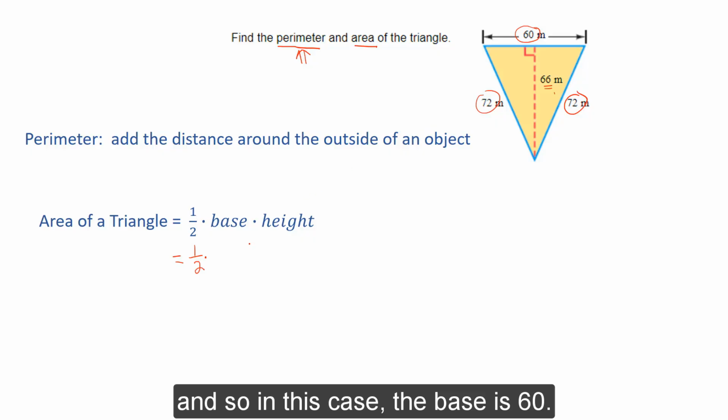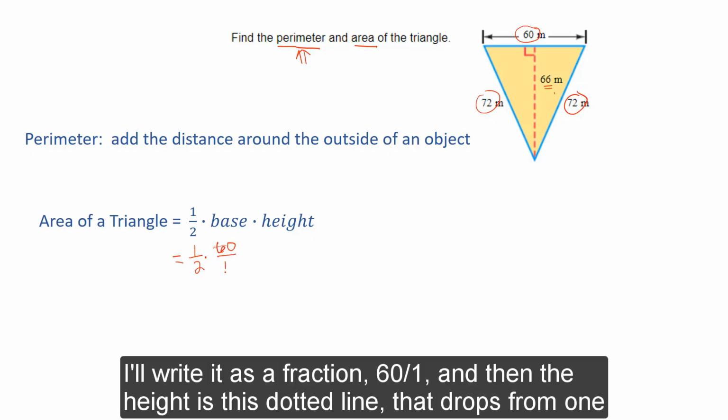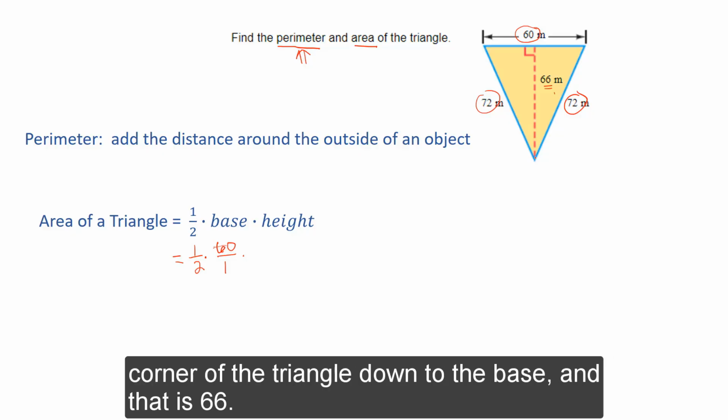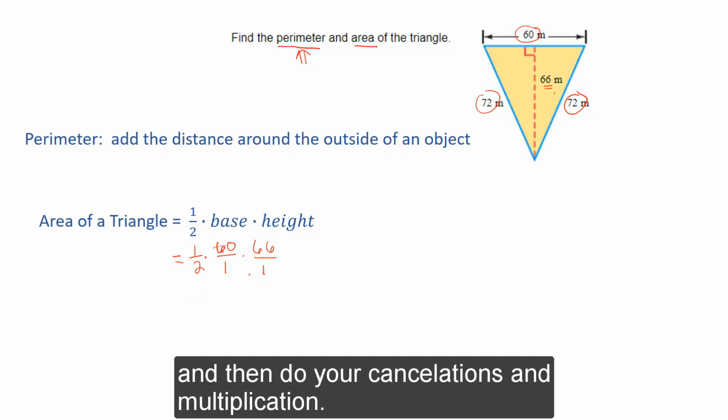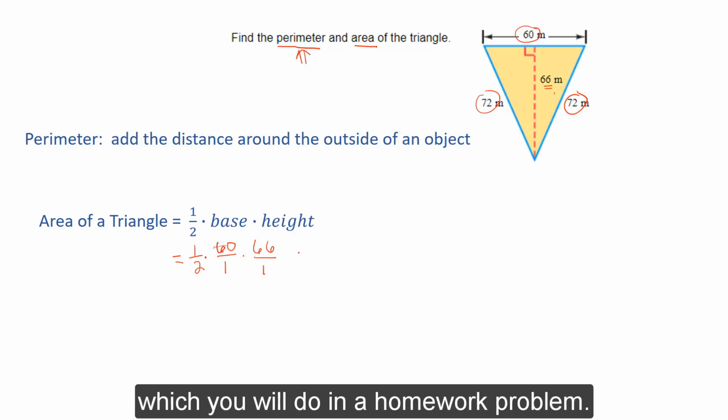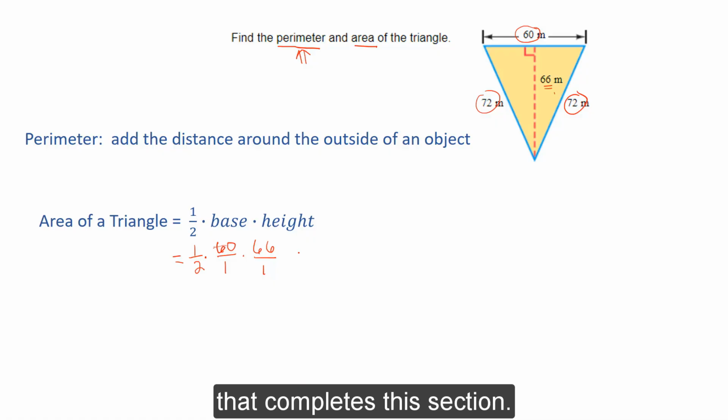And so in this case, the base would be 60. I'll write it as a fraction, 60 over 1. And then the height is this dotted line that drops from one corner of the triangle down to the base. And that would be 66. And then do your cancellations and multiplication, which you will do in a homework problem. That computes or completes this section.